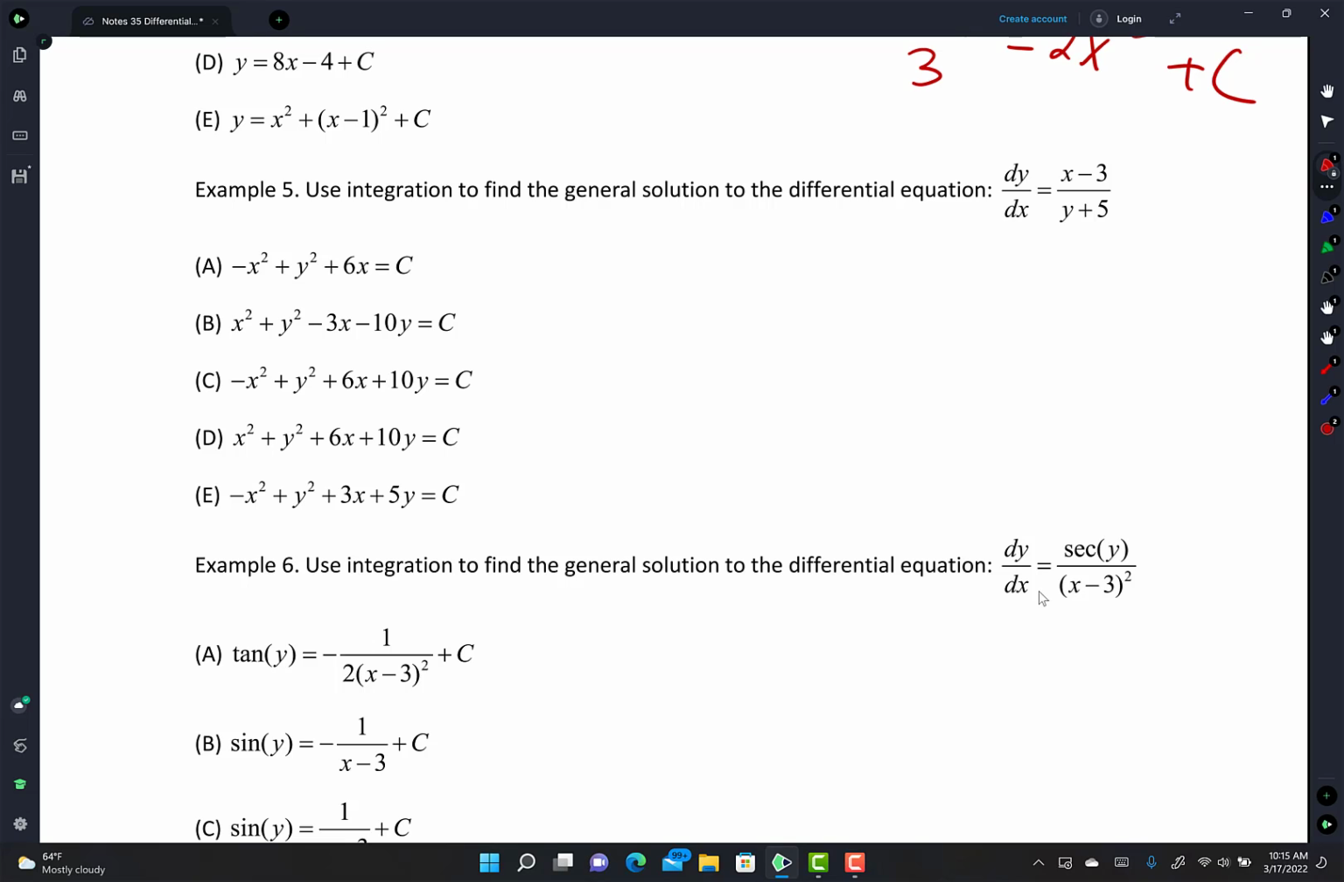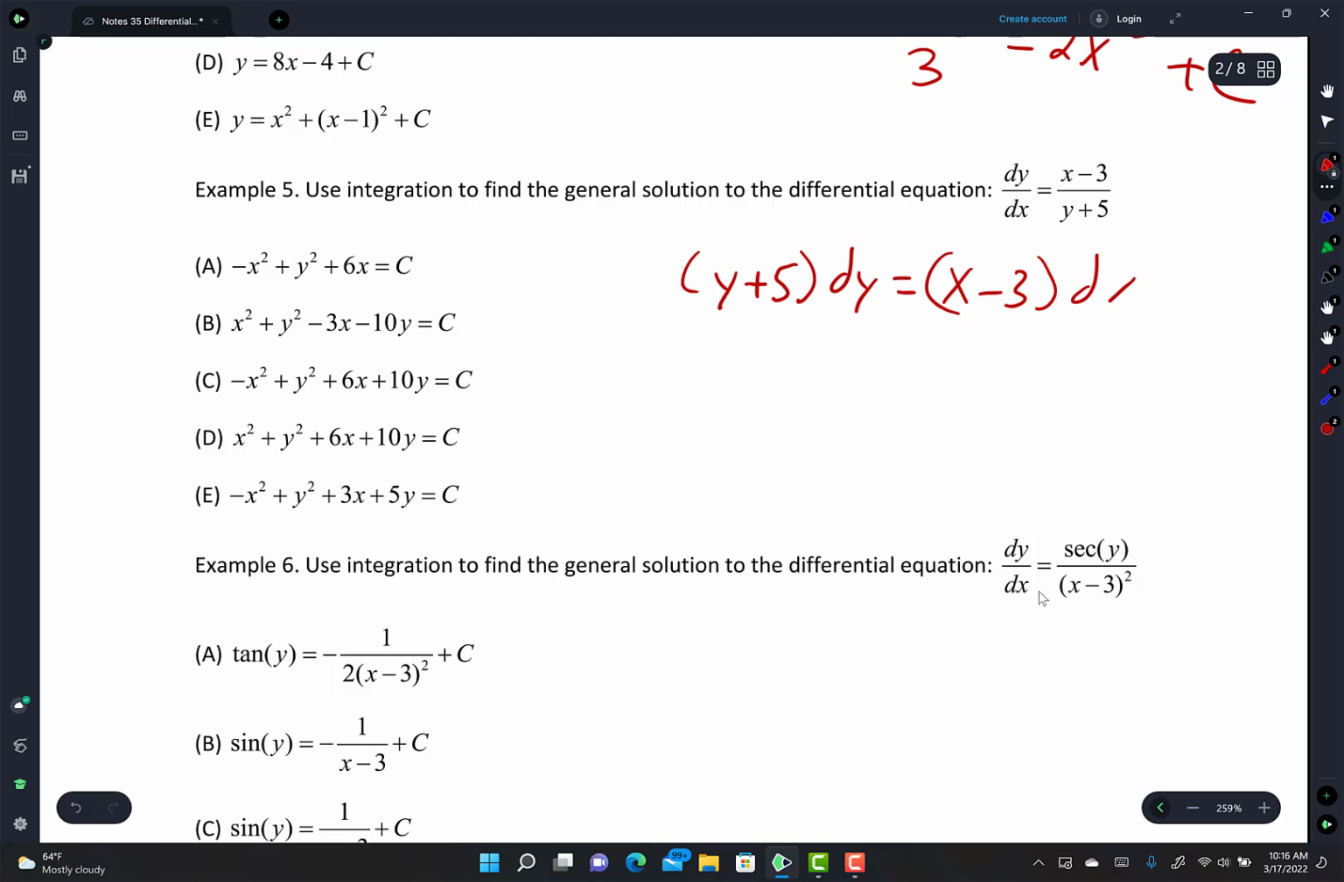You cannot separate that 5. That 5 is grouped with that y, guys. Because isn't the y plus 5 in the denominator? So, how do I get rid of the y plus 5? Multiply. When I do that, you're going to have y plus 5 dy equals x minus 3. If you want to put this in parentheses, dx.